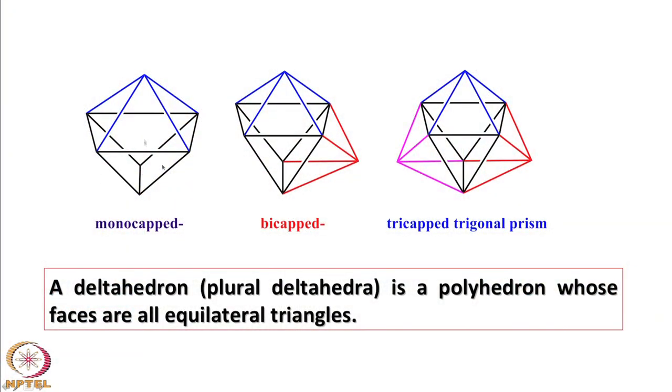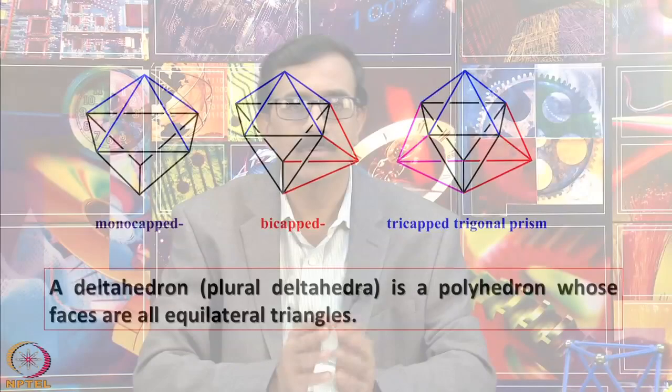Of course, you can see deltahedron. This is a monocapped, this is bicapped, and this is tricapped. A deltahedron, plural deltahedra, is a polyhedron whose faces are all equilateral triangles. If you just look into it, they are all equilateral triangles, and all faces should be equilateral triangles. And let us now predict the structures of some boron clusters using Wade's rules.